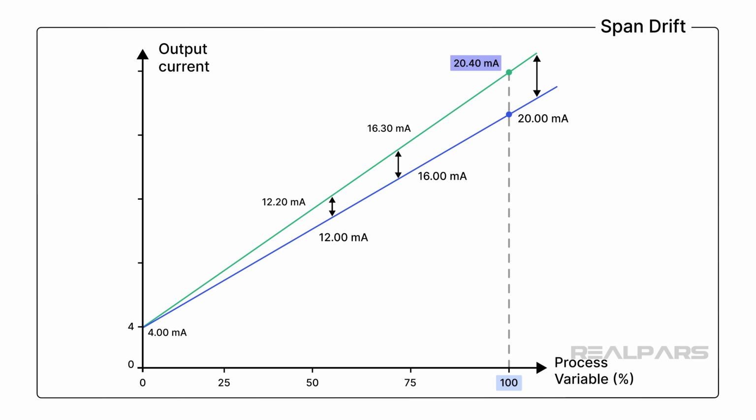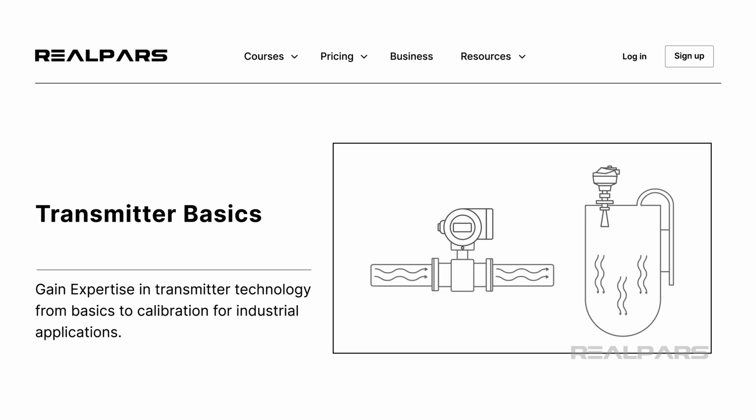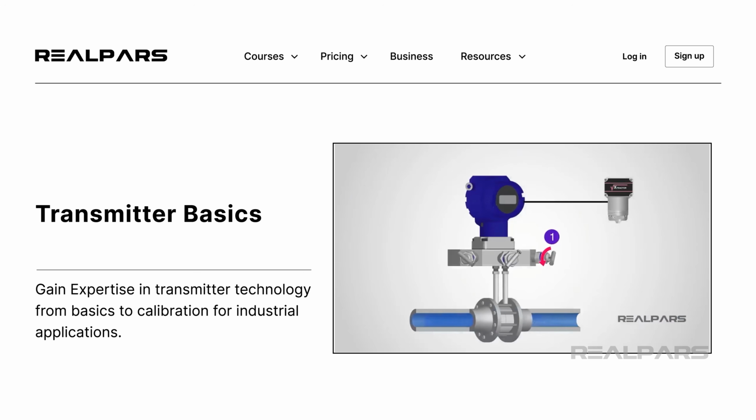For an example of zero and span adjustment on an instrument, refer to the course Transmitter Basics, where you will learn how to perform accurate testing and calibration of DP flow transmitters.